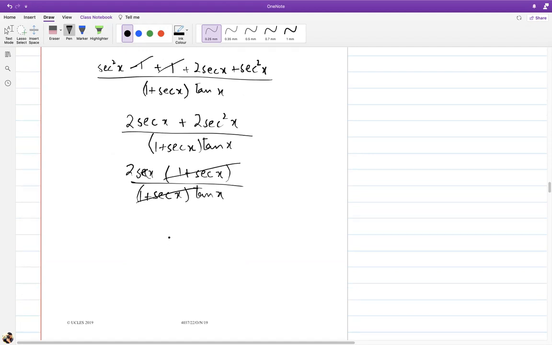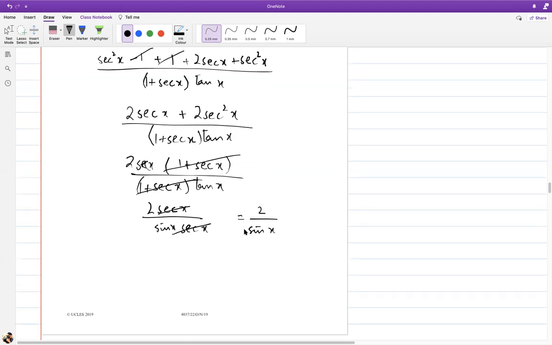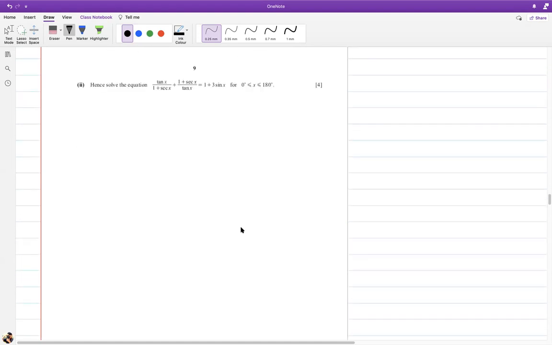What is tan x? Tan x is nothing but sin x over cos x. And cos x, by the way, I can simply call it secant x, because sin x divided by cos x is the same as secant x multiplied by sin x. So this secant x and that secant x cancel out. I'm left with 2 over sin x. Got it? Yes, sir. Good, good. All right.